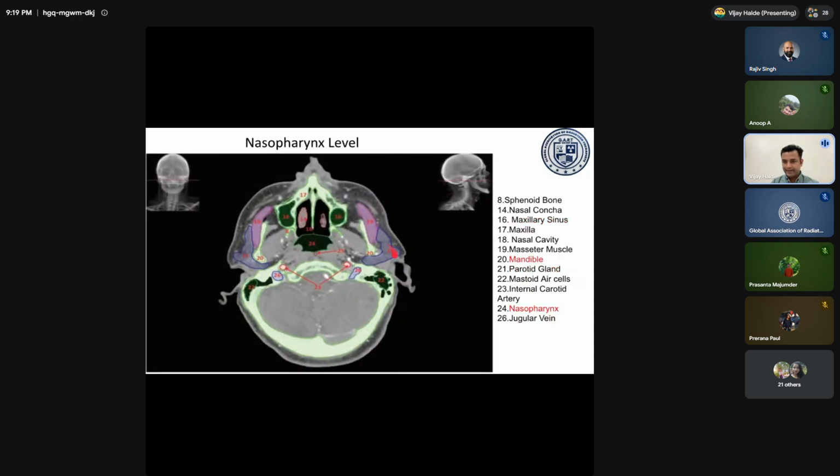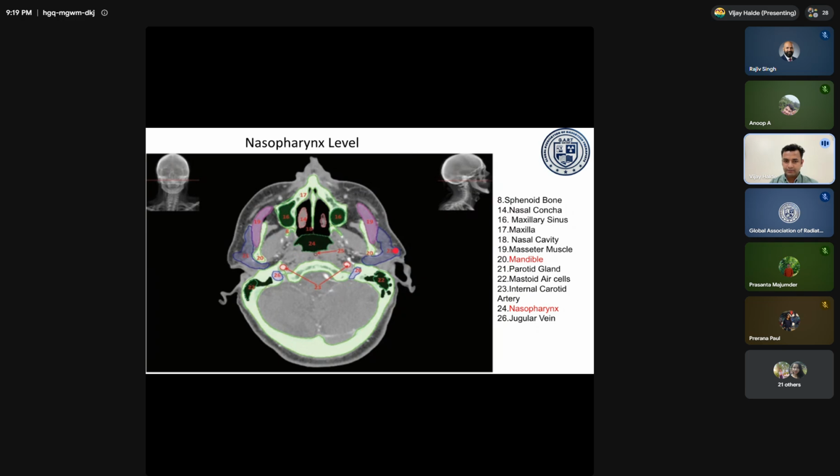So here the parotid gland is clearly seen at the nasopharynx level. Number 24 is the nasopharynx. Number 20 is the mandible. This is the mandible bone. Number 17 is the maxilla. Number 16 is the maxillary sinuses. Number 14 is the nasal concha. The parotid gland on both sides we are able to see.